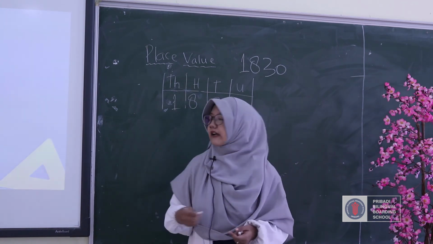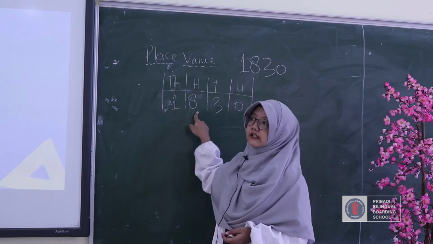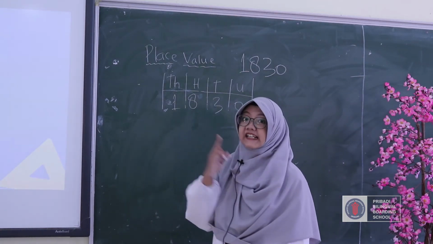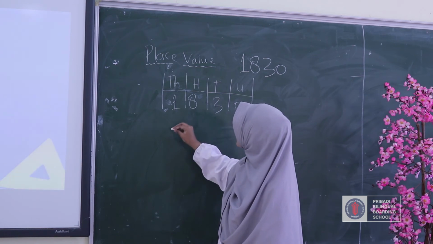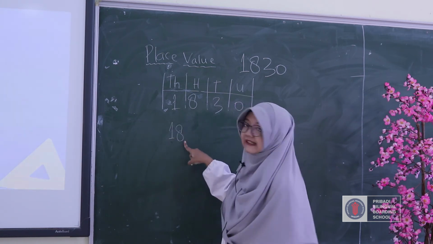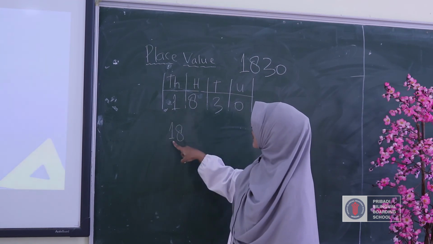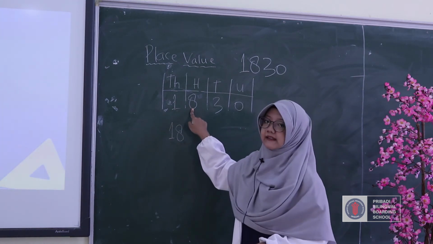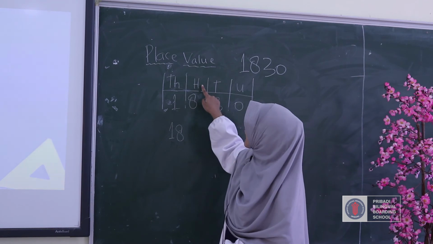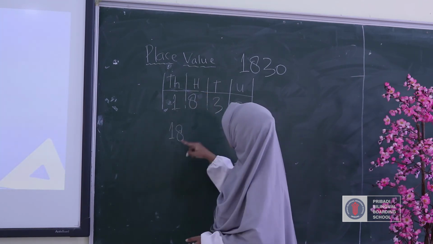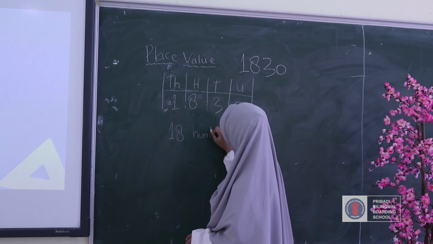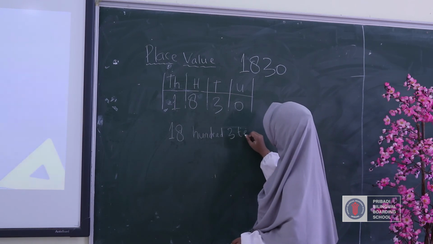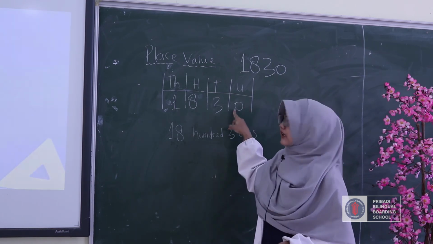Then, nah. We can say it directly like 1,830, right? But we can also have another way to describe this number. Maybe we can just write like this, 18. Why 18? We can write 18 because we put together the 1 and 8. And we can see here, 8 is in the hundreds place, right? We can put 1800, 3 tens, because it's 0 in the unit, we can just ignore it.